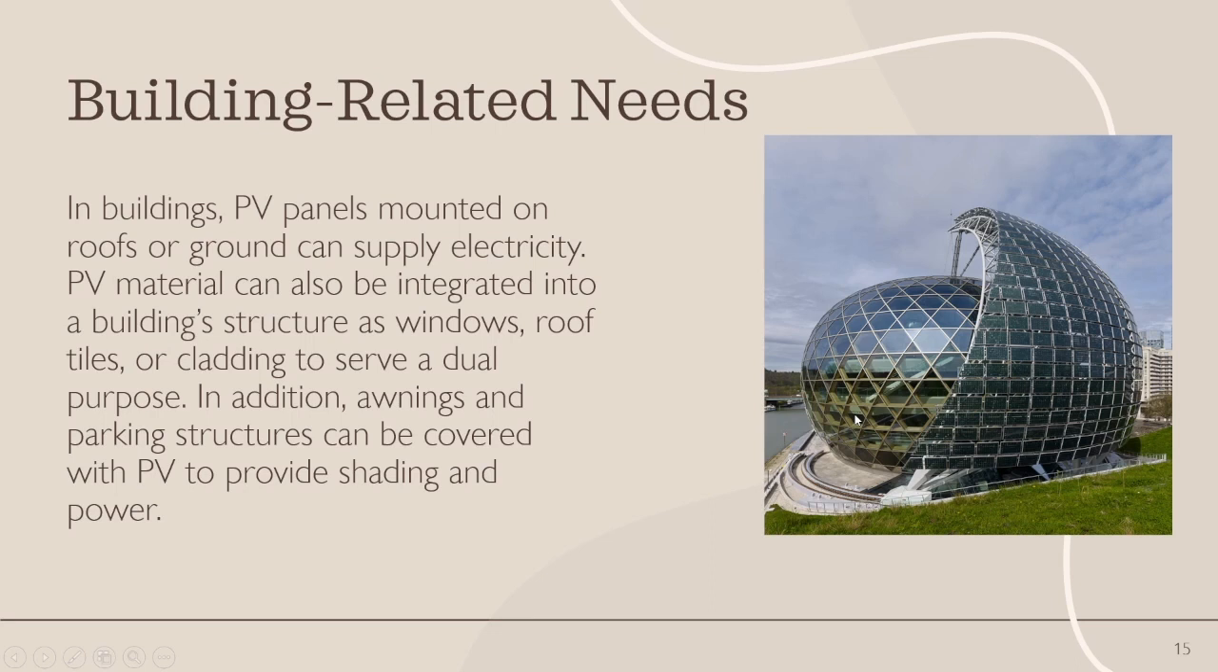Next, we have building related needs. In buildings, PV panels mounted on roofs or grounds can supply electricity. PV material can also be integrated into a building structure as windows, roof tiles, or cladding to serve a dual purpose. In addition, awnings and parking structures can be covered with PV to provide shading and power. There can be a parking space where the roof is completely made of solar panels and hence it acts as a roof as well as a solar panel that gives energy. This will provide shade to your car as well as charge your batteries.